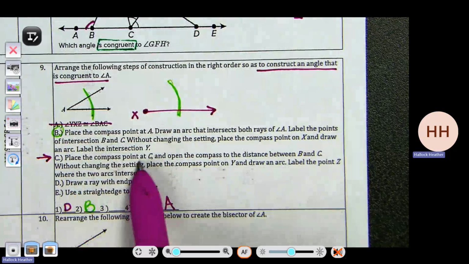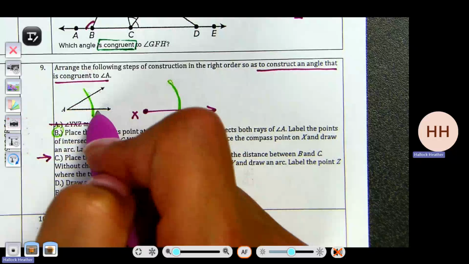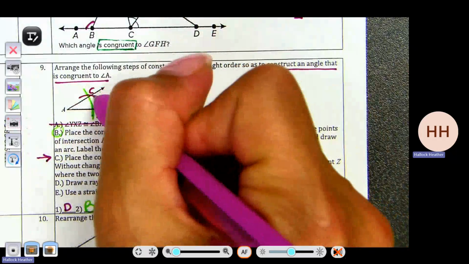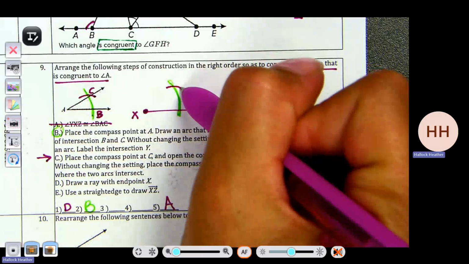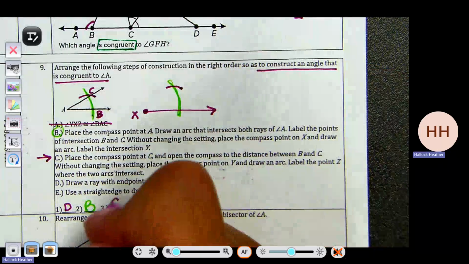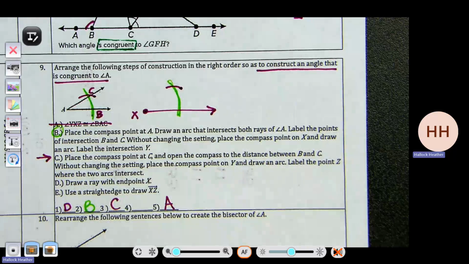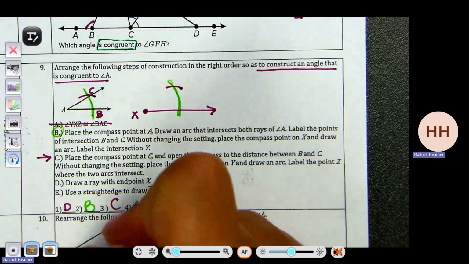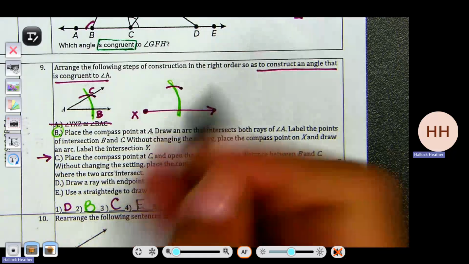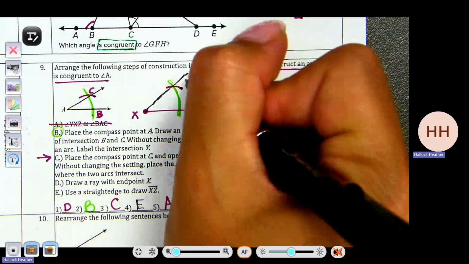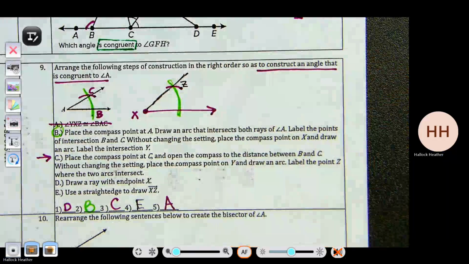Third is where C comes into play. It says place the compass on point C. So they labeled this B and C. If I place my compass here, I have to measure how wide the opening is to drag it over, which is C. The last step technically that you need to draw is E, which is draw a ray, use the straight edge, connecting these points together. So this is like point Z. Then you would have your congruency statement.